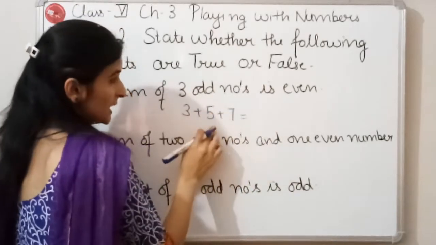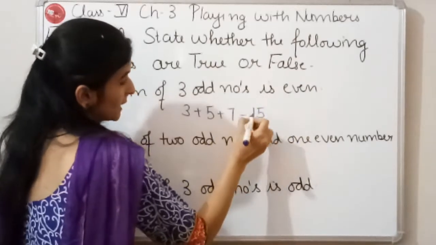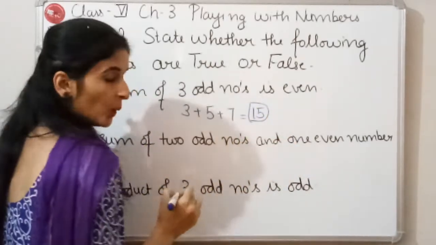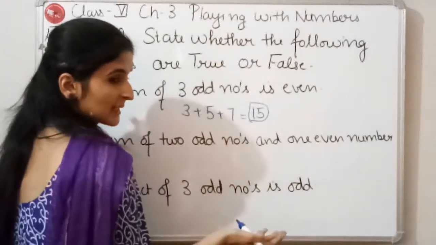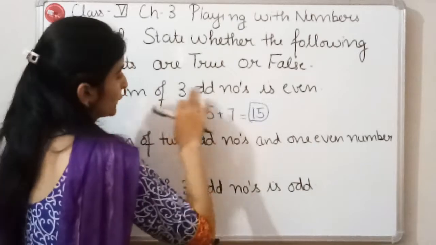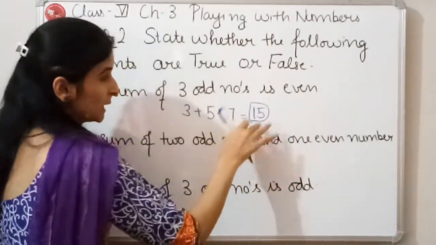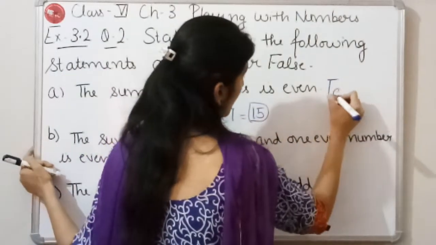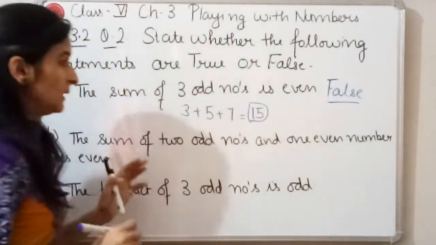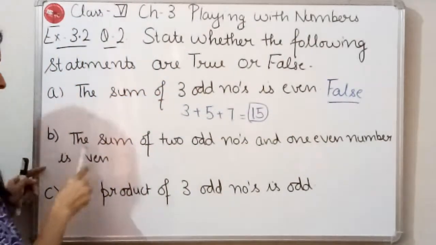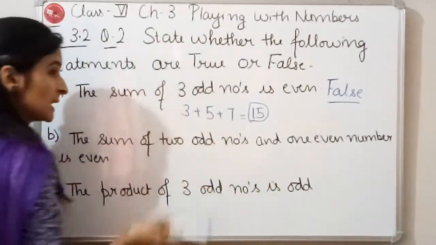3 plus 5 is 8. 8 plus 7 is 15. So 15 is an odd number. So it is false in the first example itself. So sum of three odd numbers is not an even number. It is an odd number. So this is false. Clear?